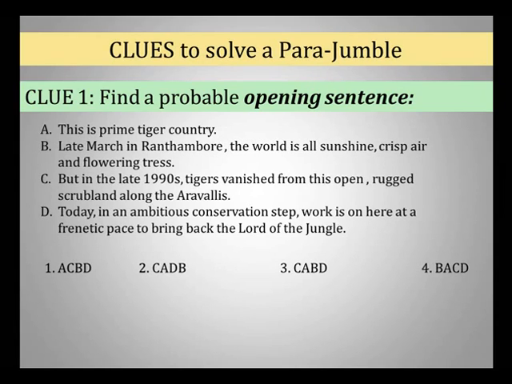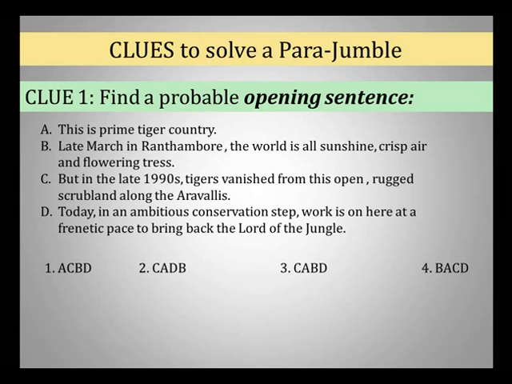Yes, it has been introduced in B part. Late March in Ranthambore, the world is all sunshine, crisp air and flowering trees. This is prime tiger country. This refers to Ranthambore. B-A makes a pair, where B is the introductory sentence.